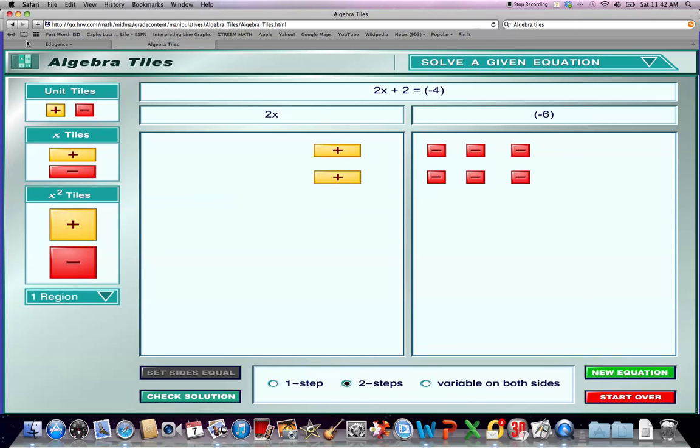That's a cool little website that you can Google on your own and just play around with it, especially if you need help on some homework to see.